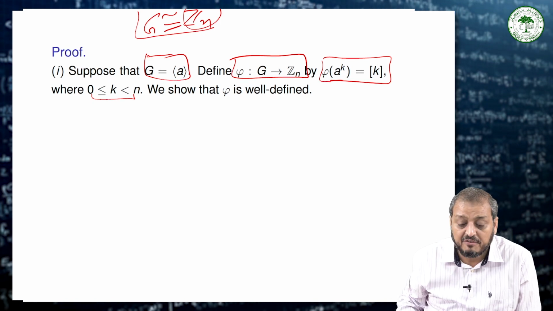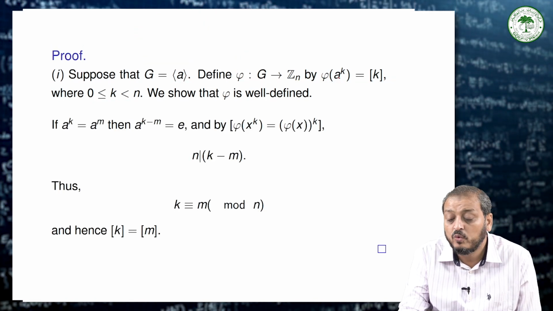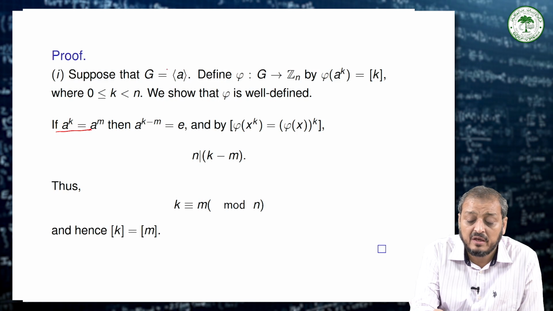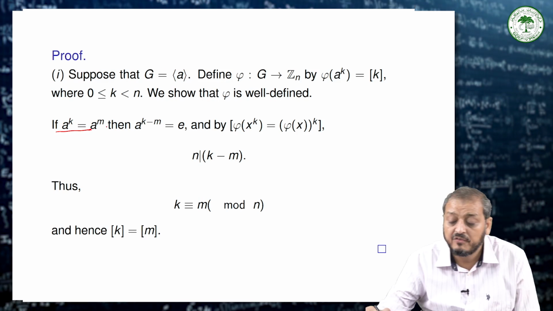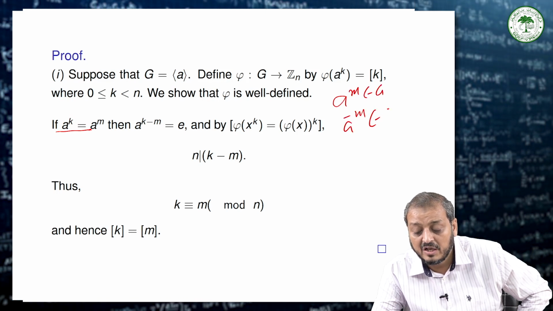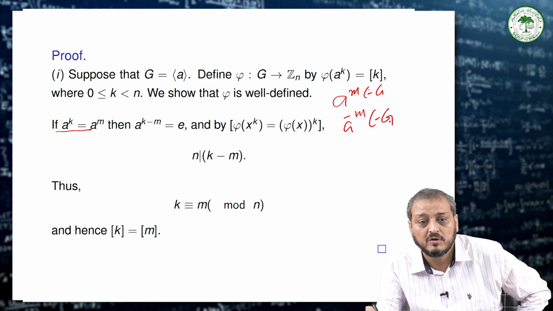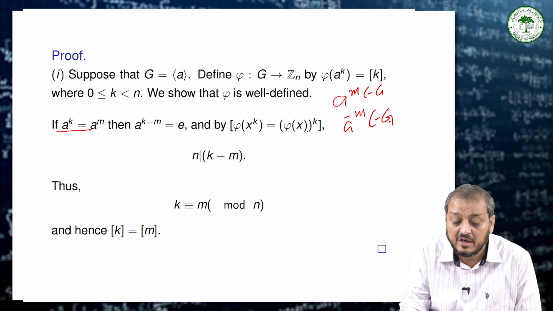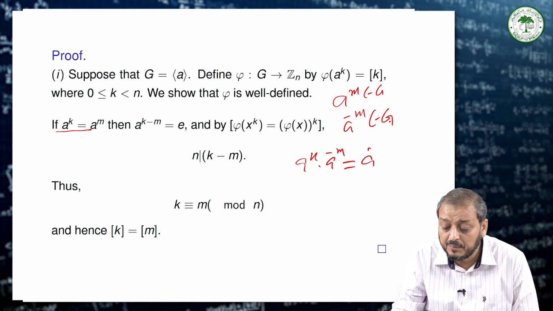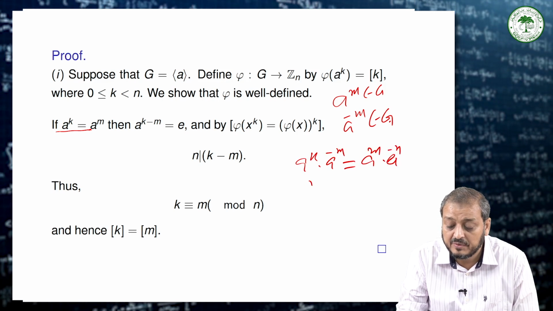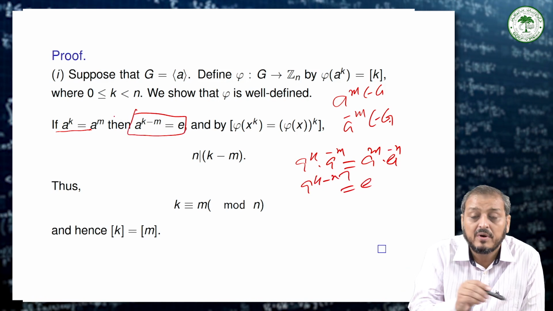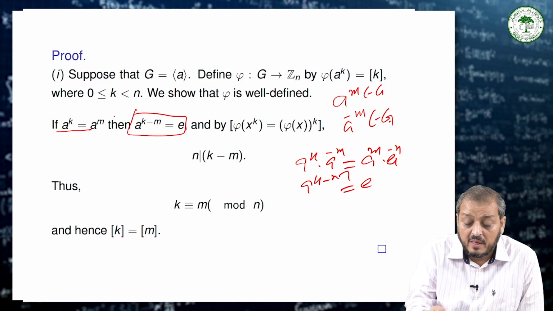For well-definedness, we take two elements with a to the power k equal to a to the power m. If a to the power m is an element of G, then a to the power minus m is also an element of G by the inverse property, because G is a cyclic group. So a to the power k into a to the power minus m is equal to a to the power m into a to the power minus m, then a to the power k minus m is equal to the identity.